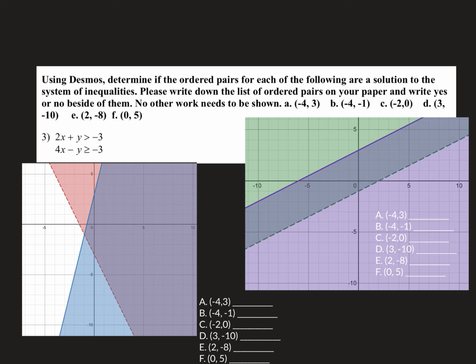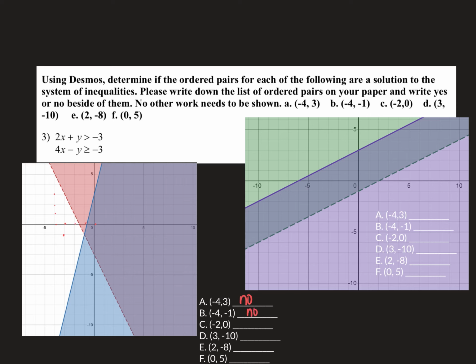For number 3, I have graphed with Desmos the given inequalities, and I'm going to check to see if each of these listed ordered pairs are solutions, and I'll just write yes or no. You do not have to draw the graph. You are welcome to just graph it in Desmos and then check. So I'm going to check negative 4, positive 3: negative 1, negative 2, negative 3, negative 4, positive 1, 2, 3. So that one is a no. Negative 4, negative 1. That one is also a no.